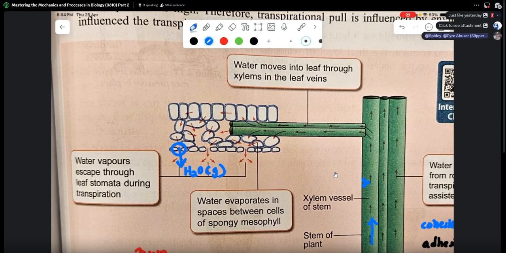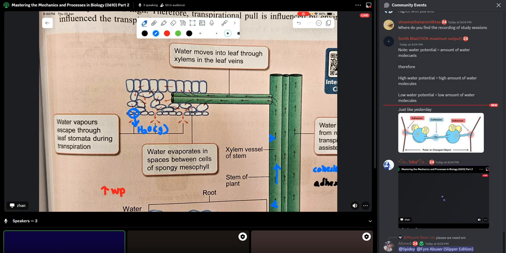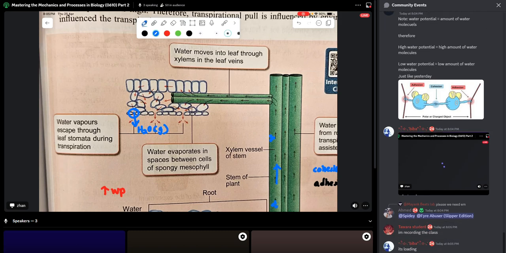So it will be diffusing out. Okay, so I think your screen is lagging. Can you try to restart your internet connection or close all tabs so that it works efficiently?